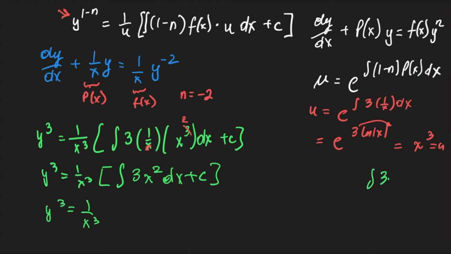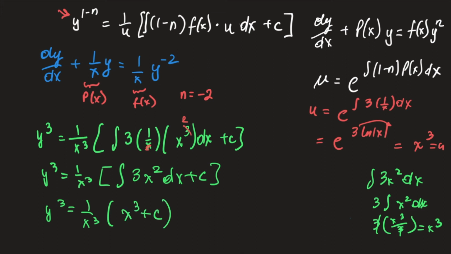So the integral of 3x squared dx is nothing more than 3 times the integral of x squared dx, which is 3 times x cubed over 3. And the 3's cancel, and we have x cubed plus c. So we have 1 over x cubed times x cubed plus c. Now we're just going to distribute. So y cubed is equal to 1 plus cx cubed.